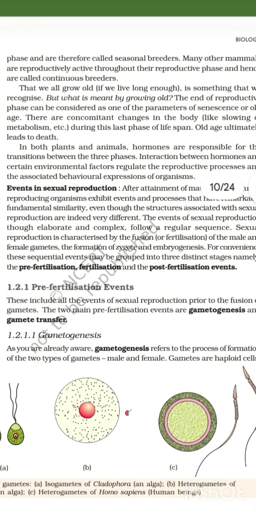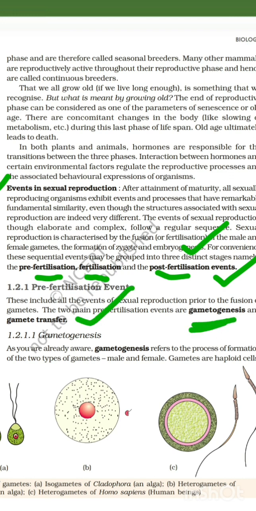So what are the events of sexual reproduction? There are only three distinct phases. One is pre-fertilization, that means the phase before the fusion of male and female gametes. Then fertilization, the fusion phase of male and female gametes. Then post-fertilization events. Pre-fertilization events include gametogenesis or gamete formation, then gamete transfer. That means generally the transfer of the male gamete to the female gamete.